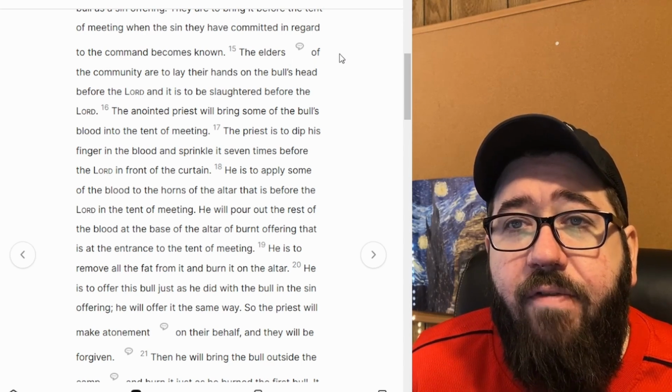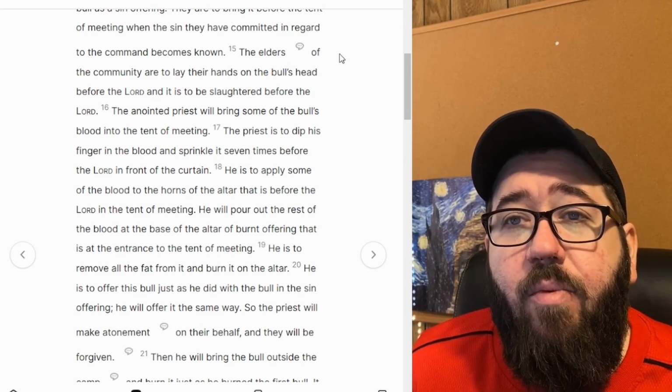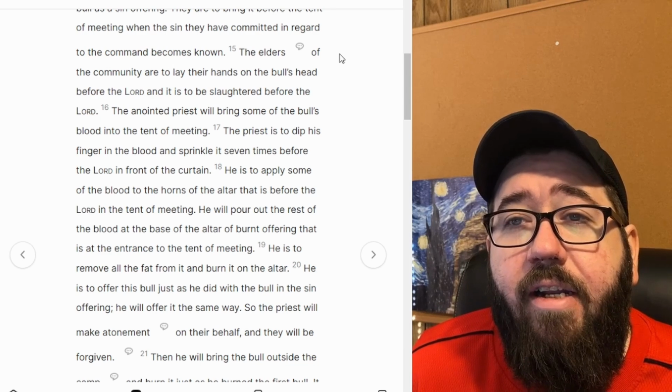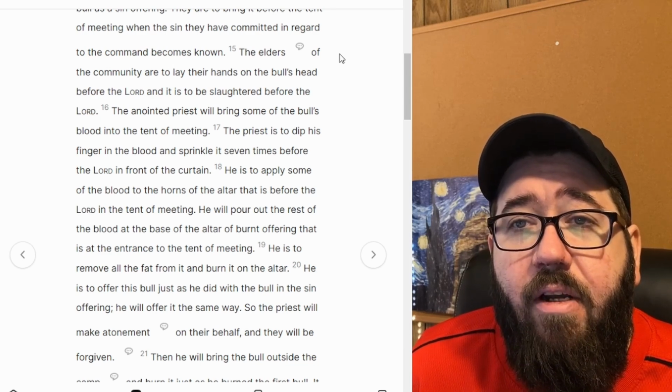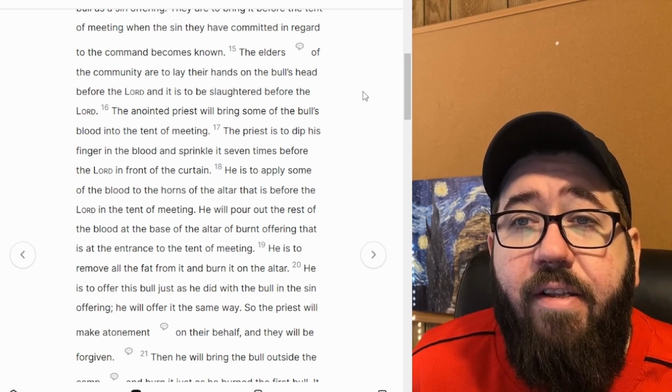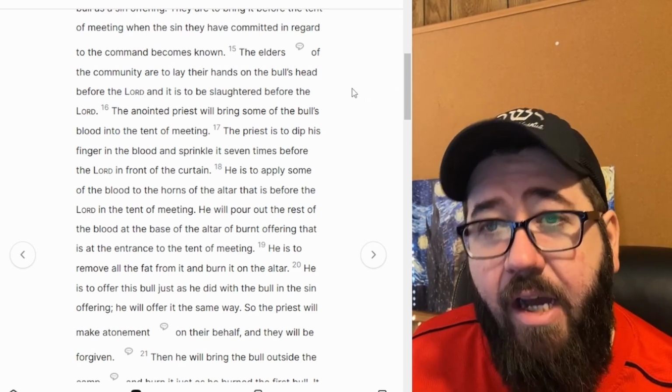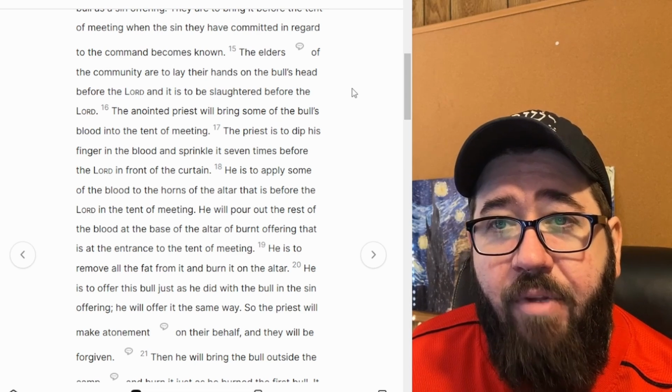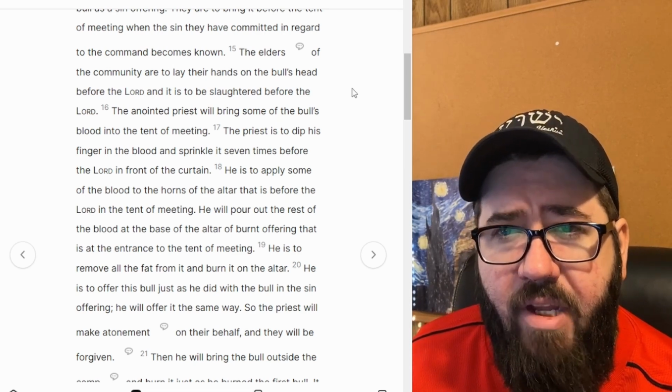15. The elders of the community are to lay their hands on the bull's head before the Lord, and it is to be slaughtered before the Lord. The anointed priest will bring some of the bull's blood into the tent of meeting. The priest is to dip his finger in the blood and sprinkle it 7 times before the Lord in front of the curtain.